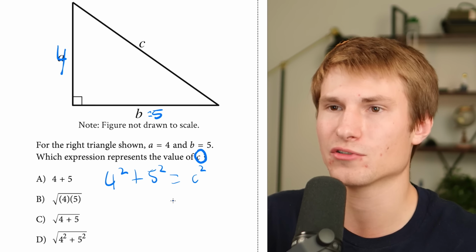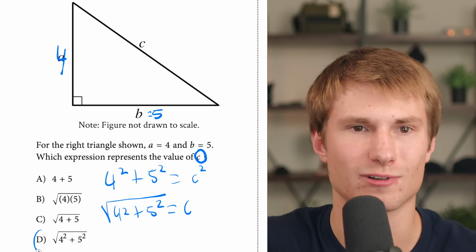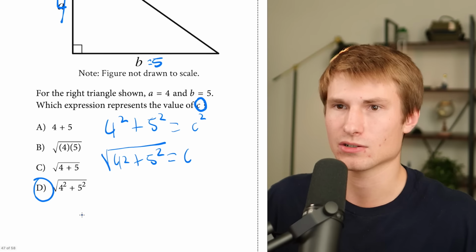So we have to take the square root of both sides, which means that we'll get C is equal to the square root of 4 squared plus 5 squared, which we see is going to be answer choice D. So D would be our answer for that question.